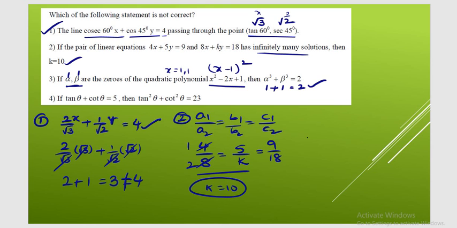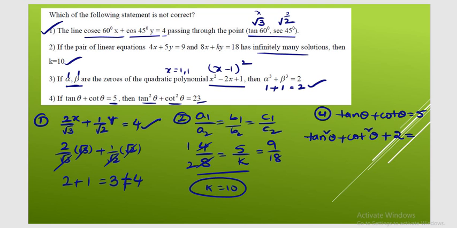Next, tan theta plus cot theta is equal to 5, then tan square theta plus cot square theta is equal to 23. So this also we are going to check, right? What is given? Tan theta plus cot theta is equal to 5. So when I square it on both sides, I am going to get tan square theta plus cot square theta plus 2 times tan theta into cot theta. Since those are reciprocal functions, directly we are going to get 1, right?